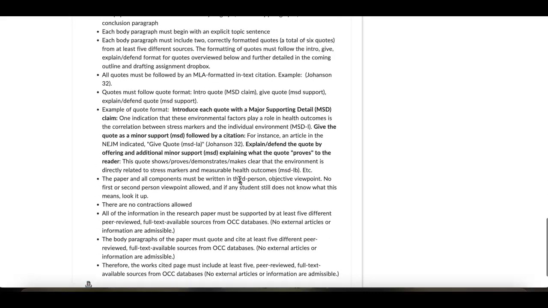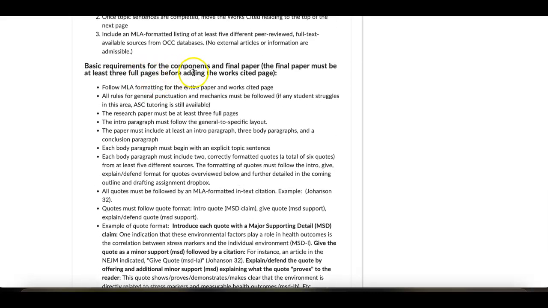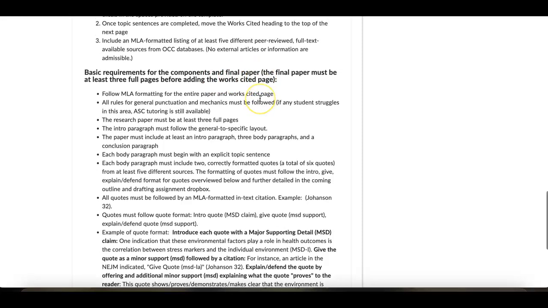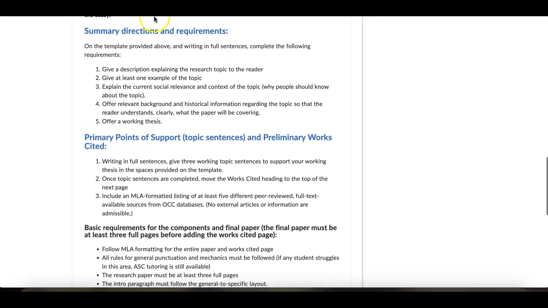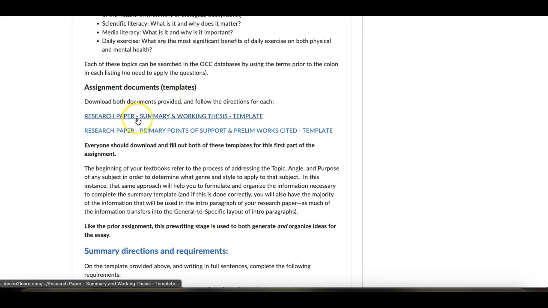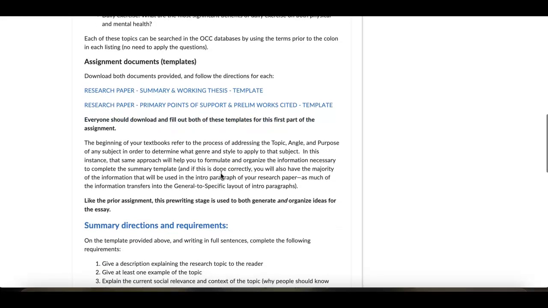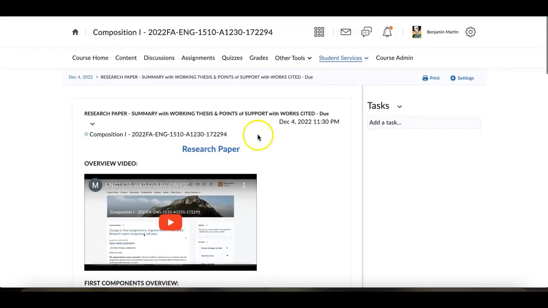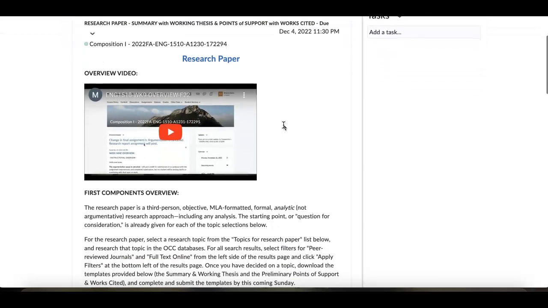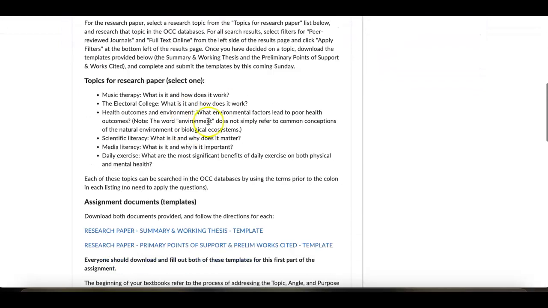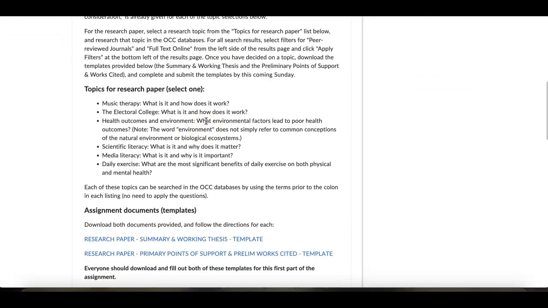If you go down to the bottom, basic requirements for components of the final paper, that's what we'll be building to. This week is going to be the summary, the summary and working thesis, primary points of support, and preliminary work cited. Next week will be the outline. The week after that will be the essay itself. Okay? This is the assignment component, and this is what everyone should be working on from this point forward, picking from one of these topics here and going into that research.